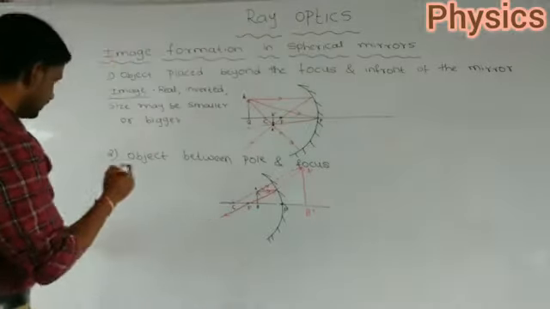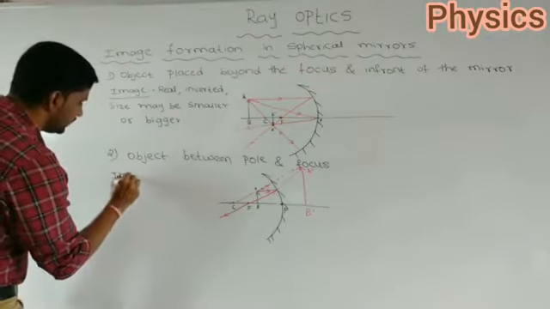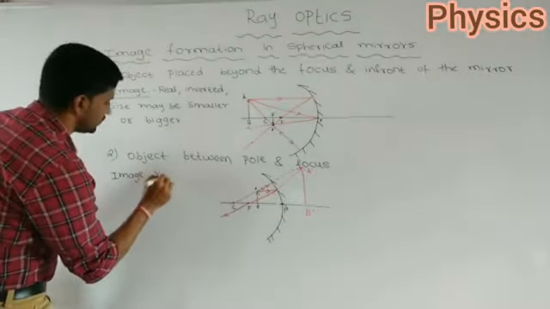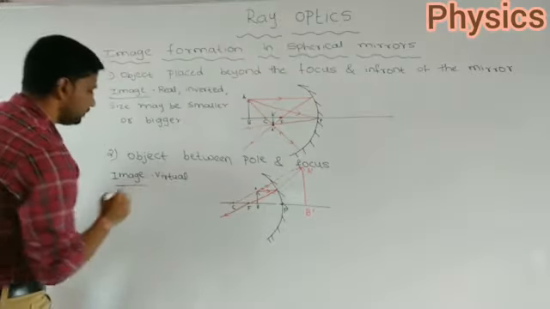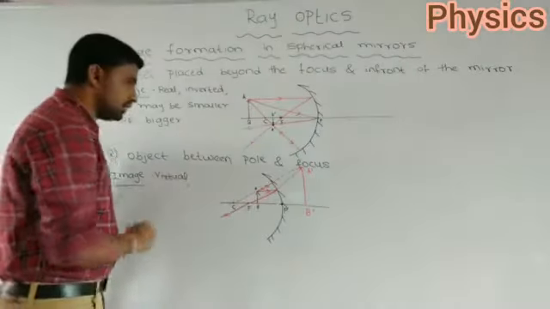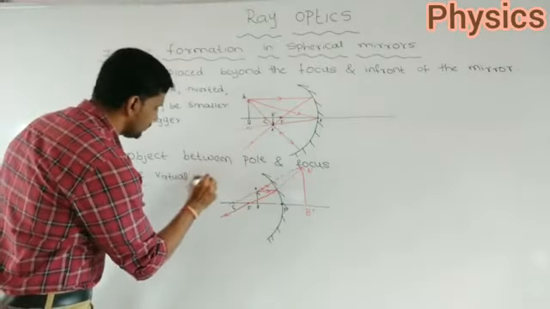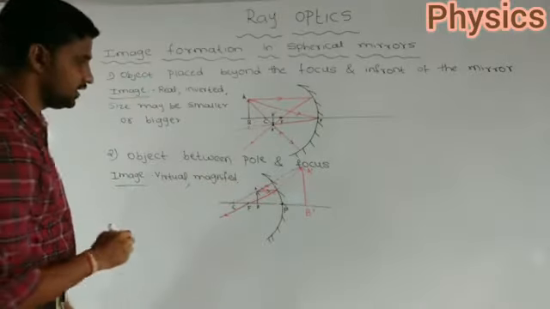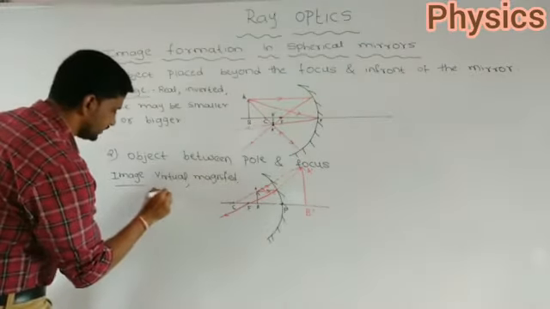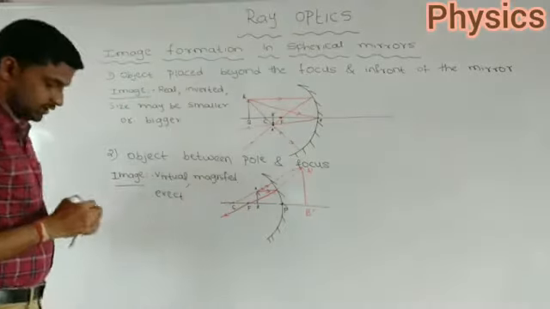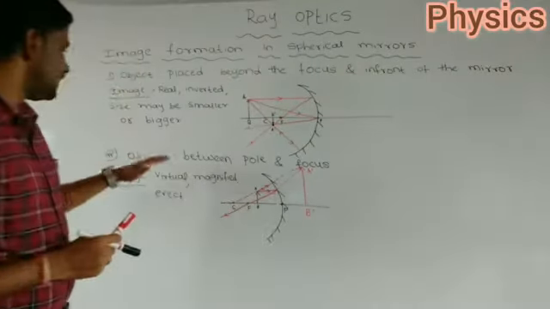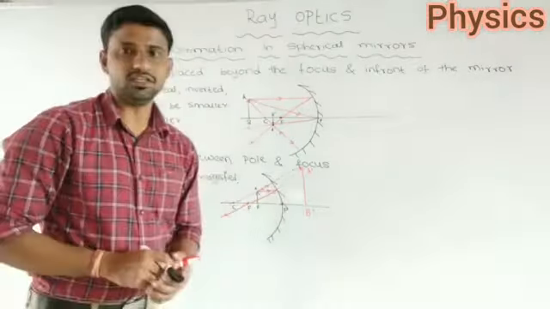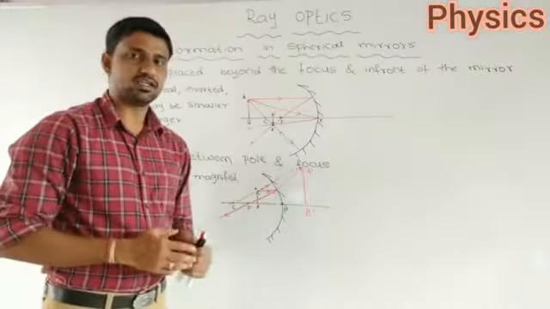So in this case I will get the image as, first of all, virtual, because the rays are actually not meeting after reflection, and you are getting a magnified image. The size of the image increases, and the third one is erect. You will get the straight image. This is only when we keep the object in between the pole and the focus of the concave mirror. This is another case.